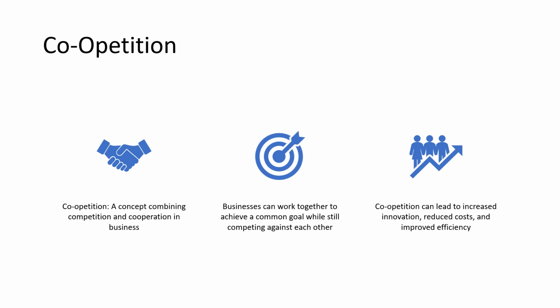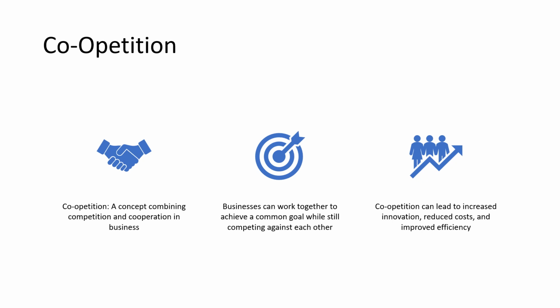Co-opetition. Co-opetition is a term coined by Adam Brandenburger and Barry Nalebuff in their book Co-opetition, a revolutionary mindset that combines competition and cooperation. At its core, co-opetition means that businesses can compete and cooperate simultaneously. This means that companies can work together to achieve a common goal while still competing against each other for market share and profits. Co-opetition can take many forms, including partnerships, joint ventures, and strategic alliances.